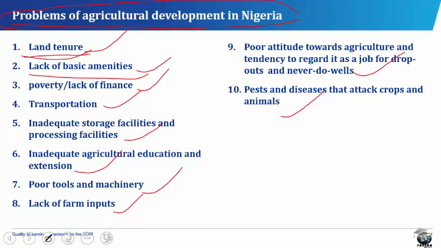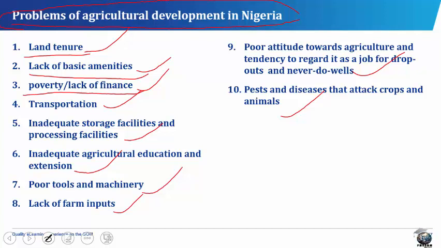The problem of the land tenure system can be solved if small units of fragmented land are pulled together and used as a joint unit by the farmers concerned. The government's Land Use Decree of 1978 has also tried to solve the problem by vesting all land in the hand of the government. There is poverty or lack of finance in acquiring or purchasing more land, agricultural inputs, hired labor and machinery. To solve this, the government should provide loans and subsidies to enable the farmers acquire these inputs and increase production.